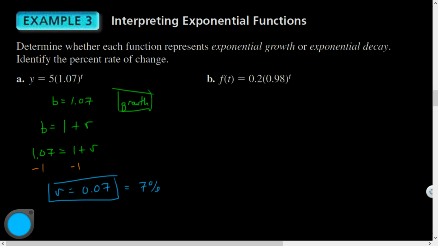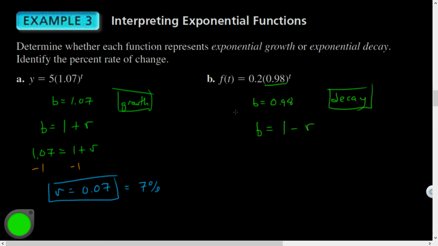Now this one's a little trickier. The base is 0.98, which is between 0 and 1. So it's decay. And if the base in a decay problem is equal to 1 minus r, now if 98% remains each time, what was the percent decrease? That's the question. Right? If 98% of the population remains, what percent was it decreasing by?